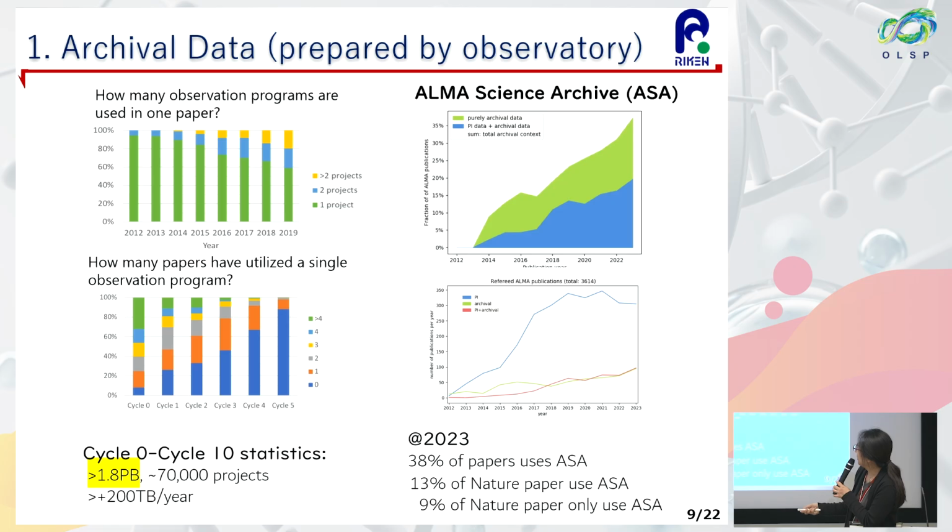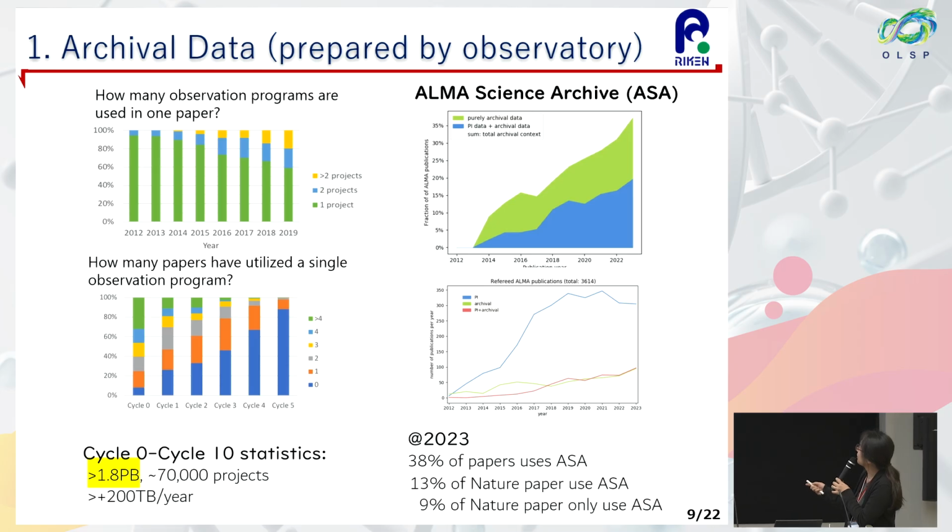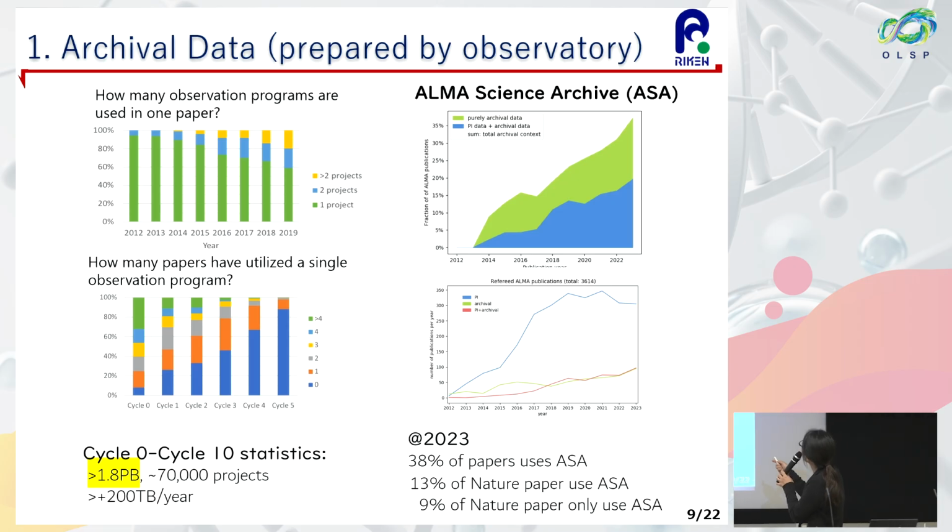That means the first year's data has been published in many papers, so the old data is used so frequently. That means the archival data is working nicely, and it's linearly increasing. Then you see here the number of publications using archival data. Green is pure archival data publication, and blue is PI data plus archival data.